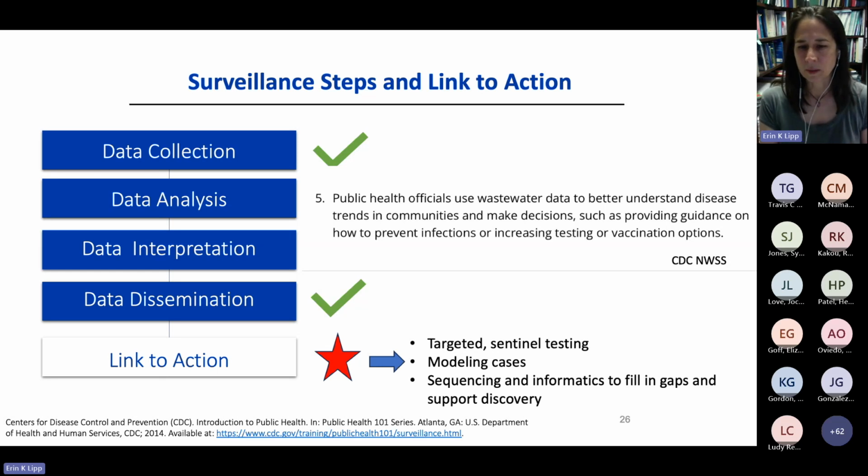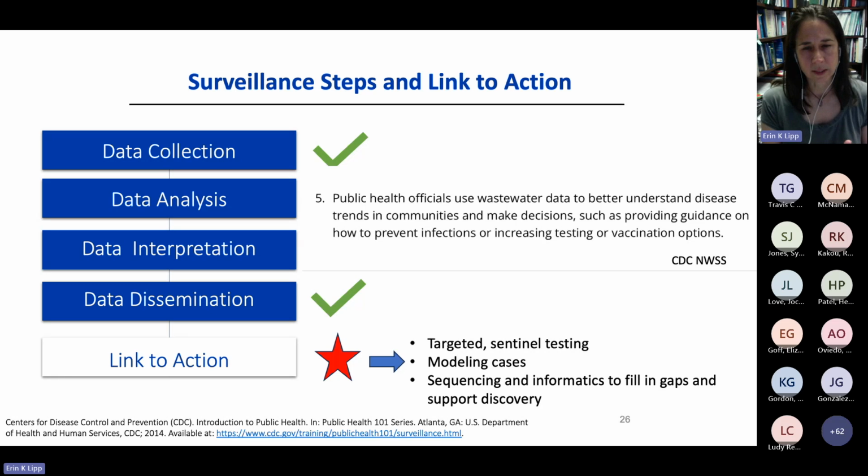I'll mention three ways that this is moving, and this is by no means the end of this. There's certainly a lot more that we could include here. One of the ways this is linking to action is you can take this broad look at what's happening in a community and move into targeted sentinel testing, which may make it easier to actually make some decisions or go in and have concrete actions. There's also efforts to use wastewater data to be the lead indicator in terms of understanding the number of cases that we might see in an area.